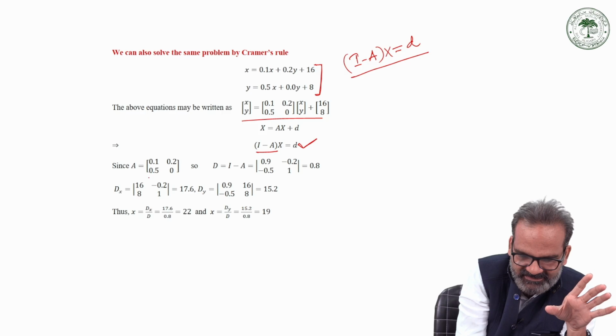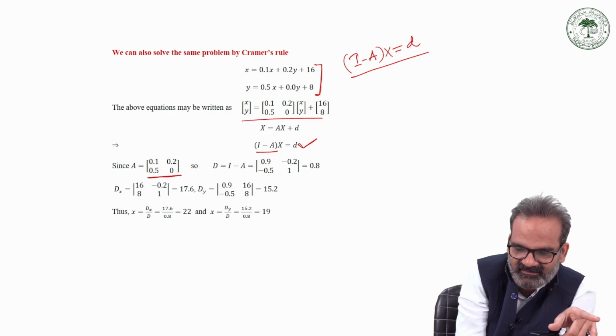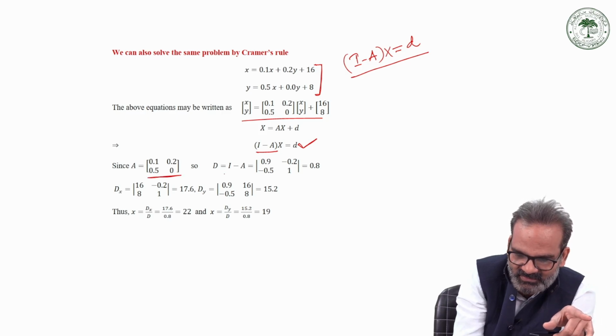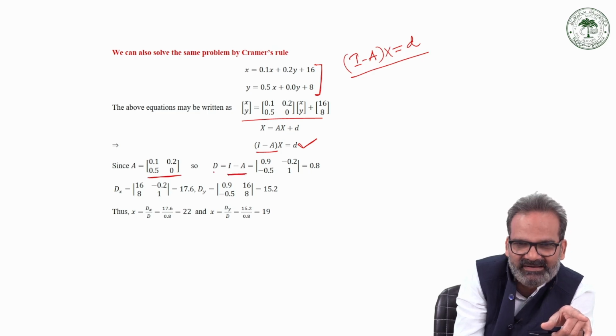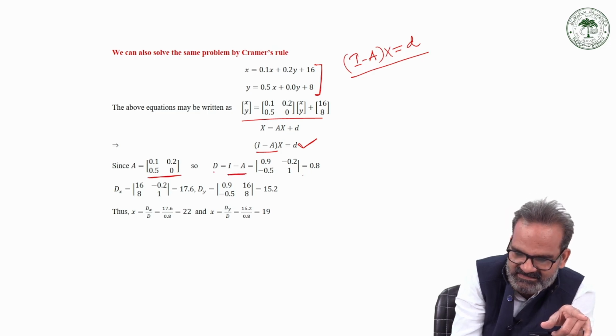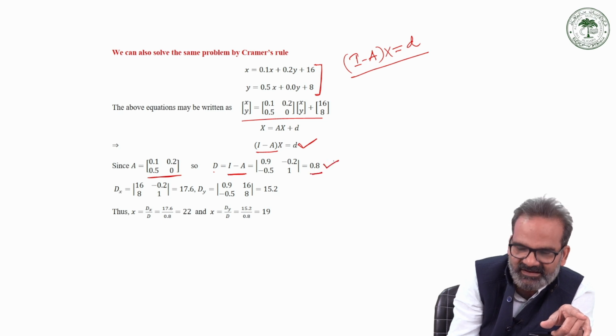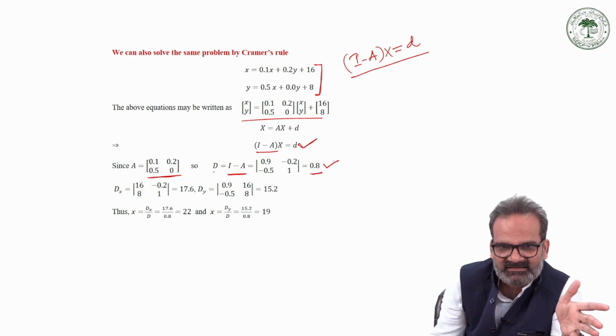So since the matrix A is given, we calculate I minus A and denote its determinant by D. Its determinant is coming out to be 0.8, as we have calculated in the last slide.